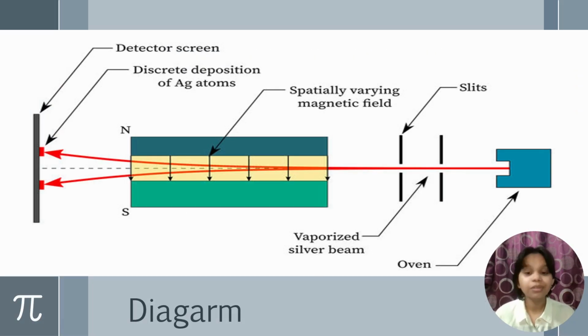This is also a diagram of the Stern-Gerlach experiment. It is different from the setup, and it can be made easily. This also explains the same situation, that is the oven, the slits, the varying or non-homogeneous magnetic field, and how the atoms or the electrons face the deflection and give two different outputs in this situation.